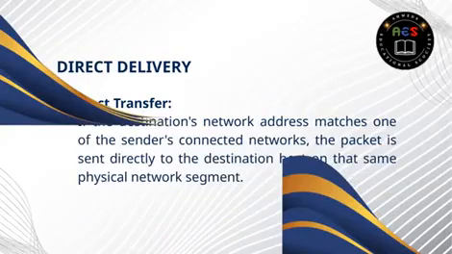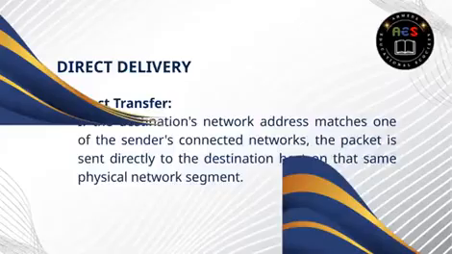Now let's look at the concept of direct transfer. Essentially, if the destination's network address matches one of the sender's connected networks, the packet doesn't need to go through any extra steps. Instead, it is sent directly to the destination host on the same physical network segment. This is what we call direct delivery. It's a straightforward process that happens when both source and destination are on the same local network. This method is efficient because it avoids unnecessary routing or forwarding, making communication faster.